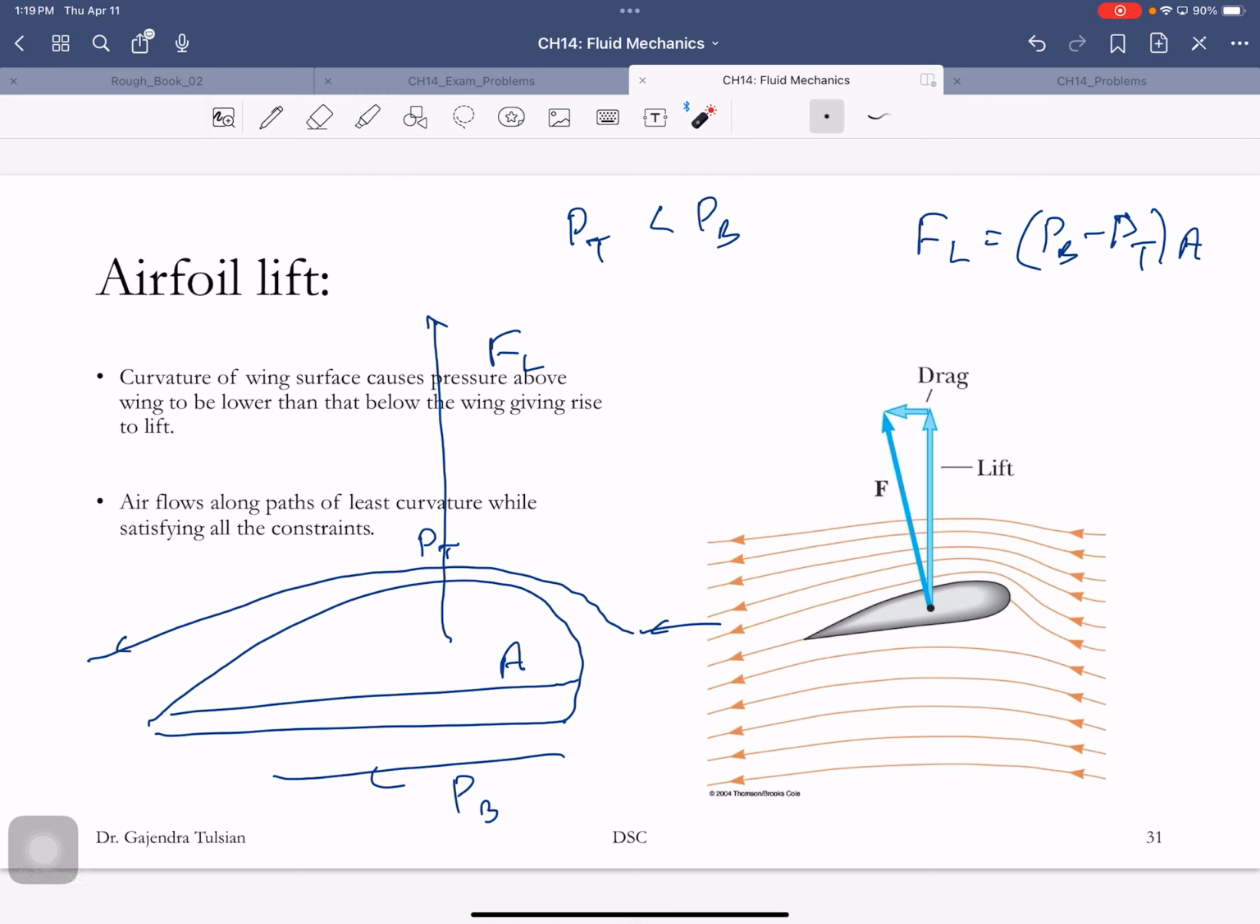So you saw how an airfoil generates lift. Because of the shape of the airfoil, this air is moving faster than this air. So the pressure at the top is less than the pressure at the bottom. And that pressure difference, the force of lift, is the pressure at the bottom minus the pressure at the top times the area of the wing.